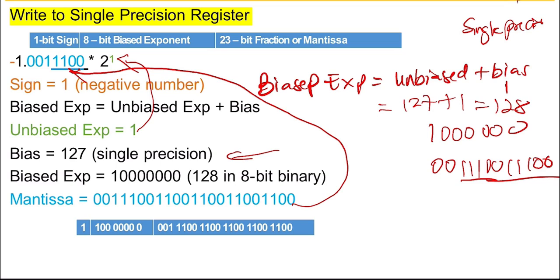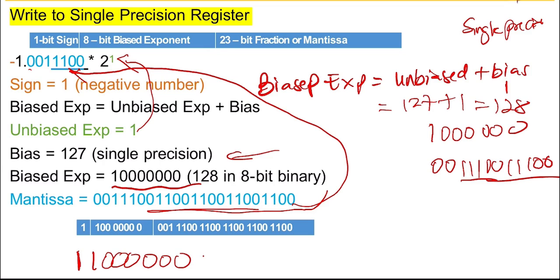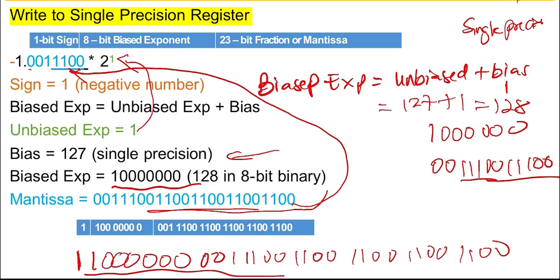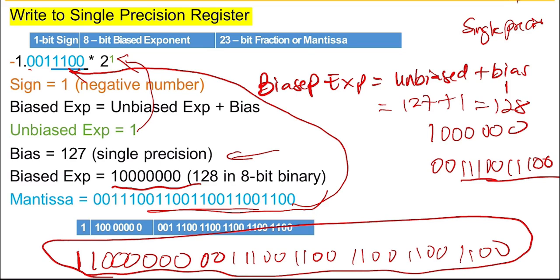So now putting everything together, we know the number is a negative number, so the sign bit is 1, and our biased exponent is 128 in binary, which is 1 0 0 0 0 0 0 0. And our mantissa is taken from here, which is 0 0 1 1 1 0 0 1 1 0 0 1 1 0 0 1 1 0 0 1 1 0 0. So this is how you convert into single precision from any given number.